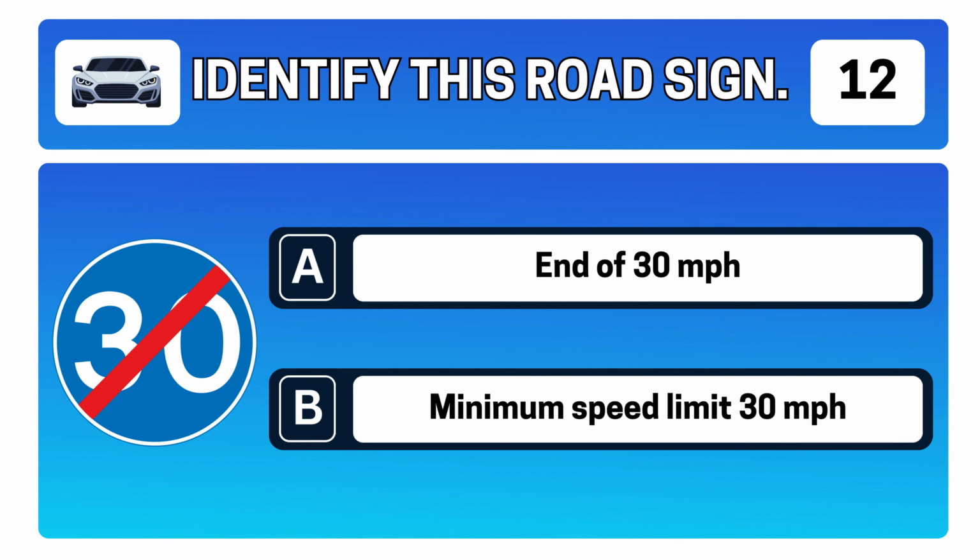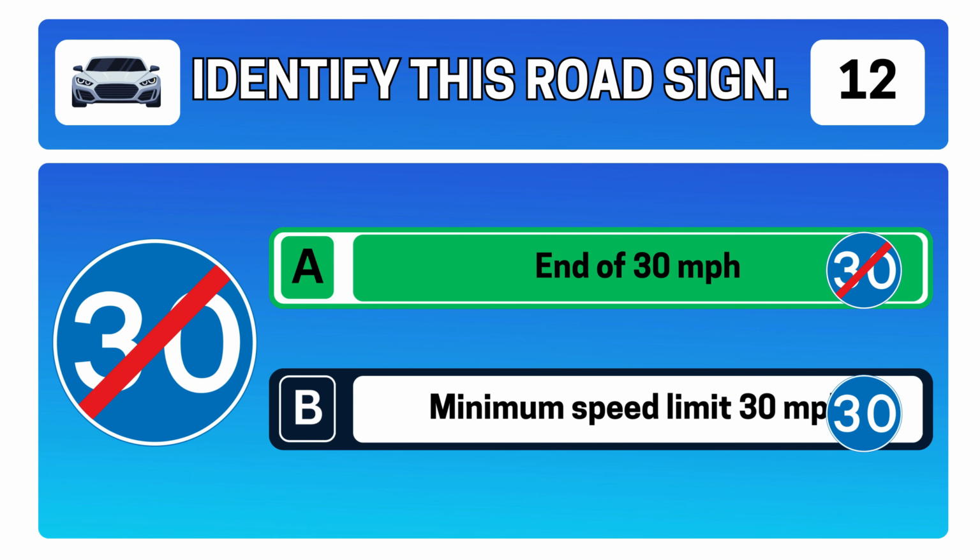Identify this road sign. A. End of 30 miles per hour. B. Minimum speed limit 30 miles per hour. Excellent. This sign marks an end of 30 miles per hour sign.